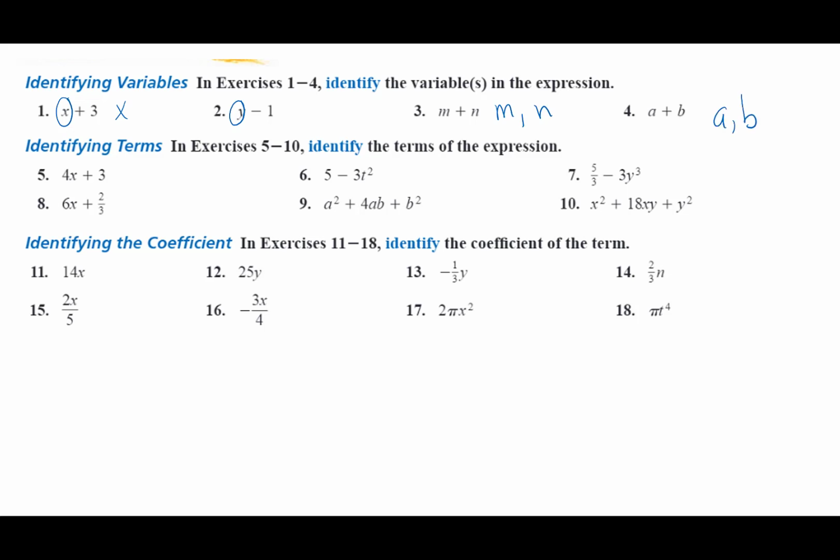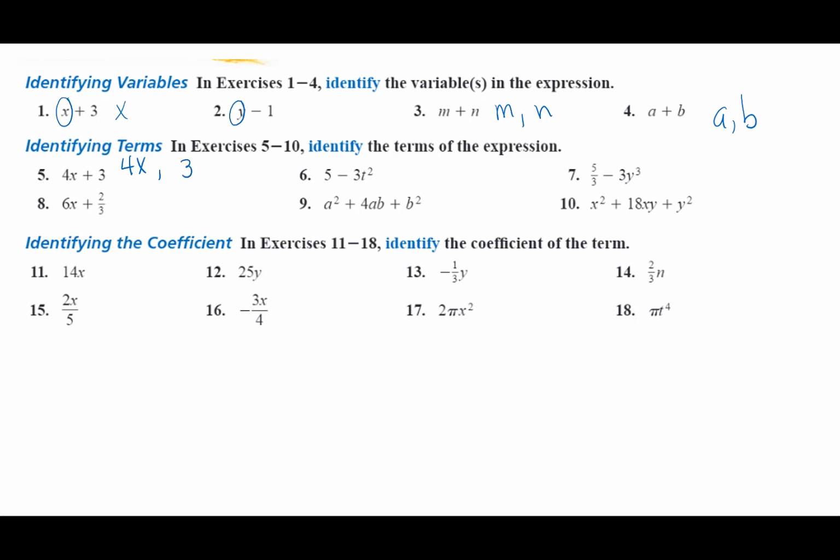Okay, there's also a word in algebra called term. The best way to identify when one term stops and another term starts is the addition or subtraction sign. Terms are separated by the plus or minus sign. And so for your answer, we will write the individual terms, but put a comma between them. So for example, look at number 5, 4x plus 3. The answer would be 4x is one term, comma, 3 is the other term.